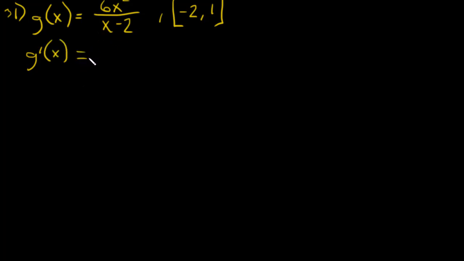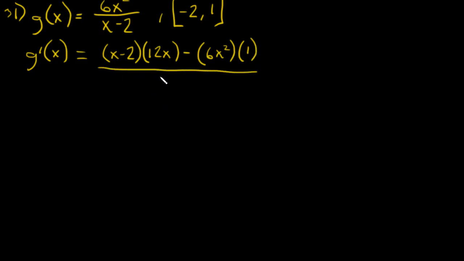So it's going to be the bottom times derivative of the top. Derivative of 6x squared is 12x minus the top, 6x squared, times derivative of the bottom, which is just going to be 1. And all of that over the bottom squared. So x minus 2 quantity squared. Alrighty. I'm now going to distribute this and kind of simplify things.